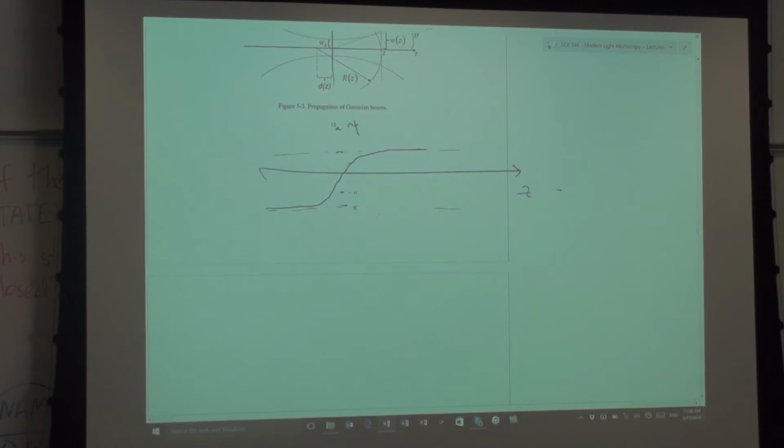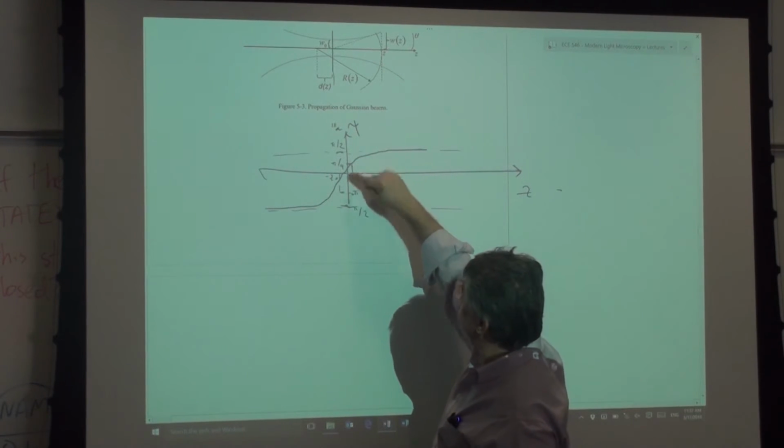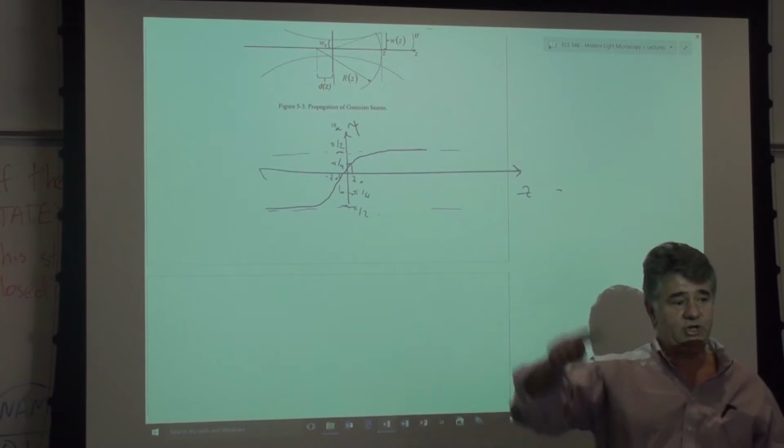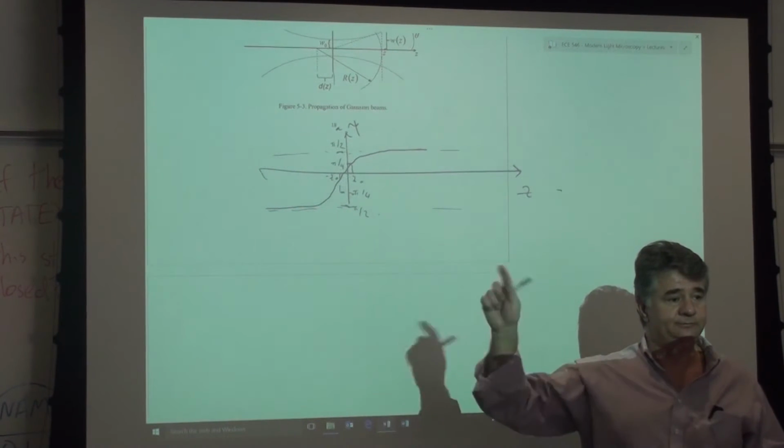All right. So this will be pi over 4. This corresponds to z naught. Minus z naught, another pi over 4, negative. So that's minus z naught. But it continues to grow to pi over 2. Okay, that makes more sense, because altogether it should be pi. So right around the focus, this transition becomes steep. There's a big change in phase as you pass through focus.